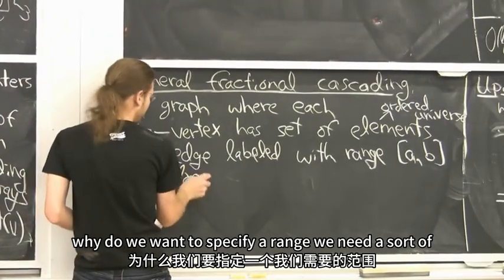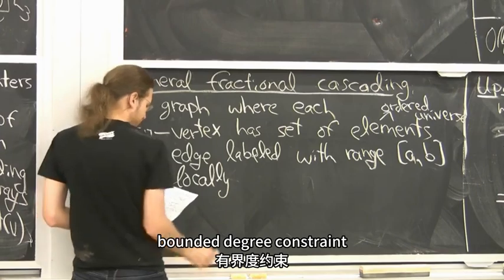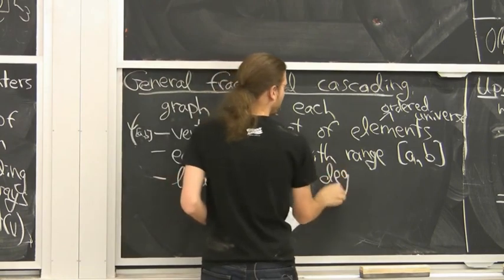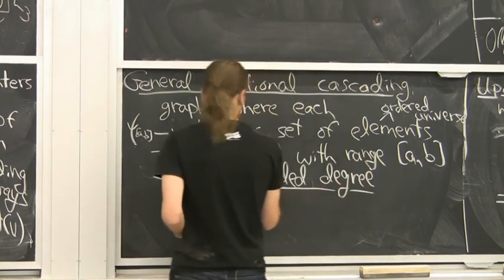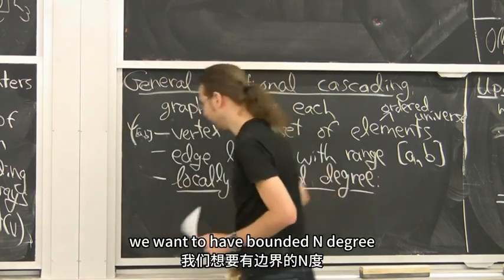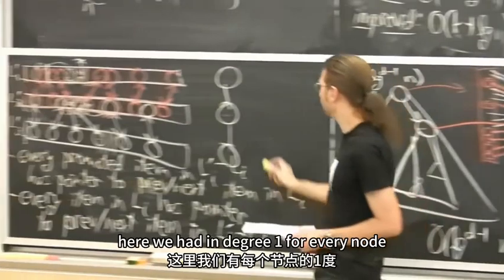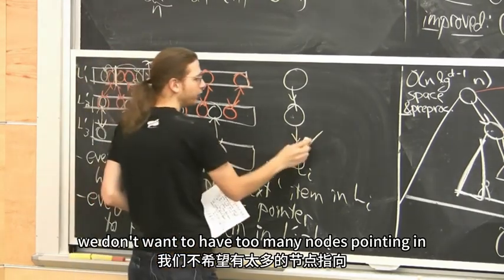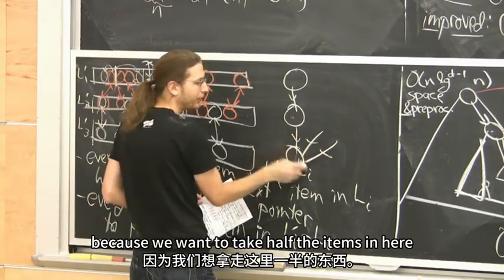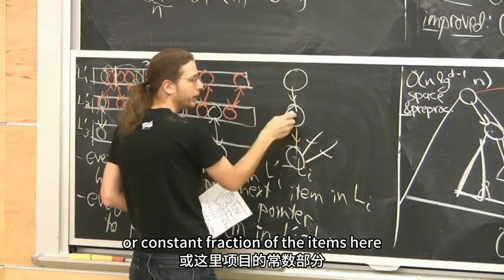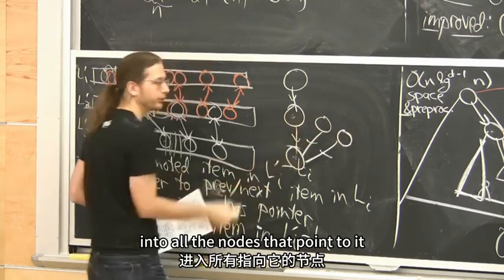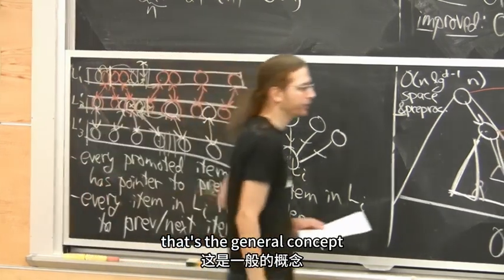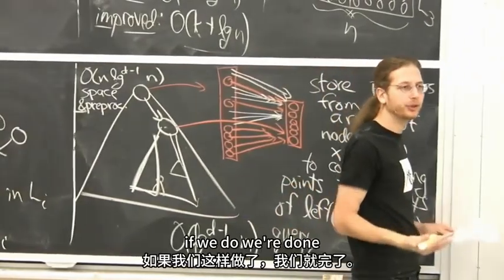Why do we want to specify a range? We need a sort of bounded degree constraint. We want to have bounded in degree. So here we had in degree 1 for every node. In general, we don't want to have too many nodes pointing in because we want to take half the items in here, or a constant fraction of the items here, and promote them into all the nodes that point to it, so that when we follow the pointer, we get to know where we belong here. That's the general concept. So ideally, we have bounded in degree. If we do, we're done.